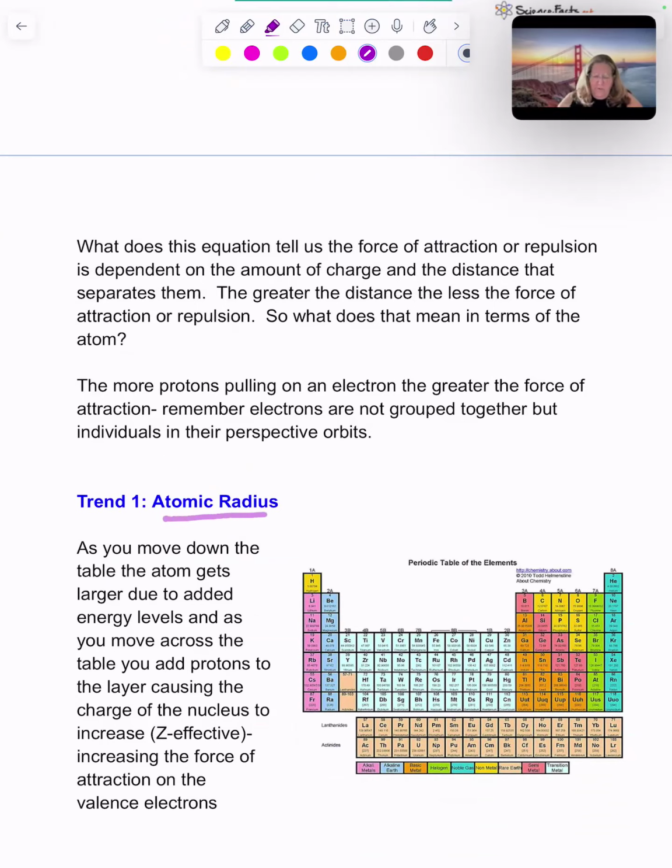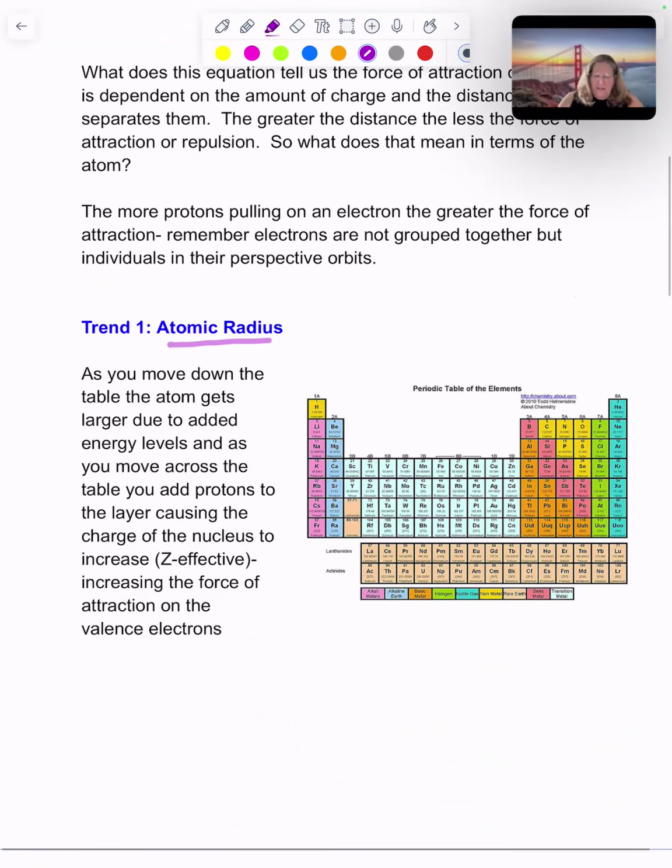And if you understand radius, it'll make sense. As you move down the column, you're adding a layer of electrons. Each time you move down, you add a layer of electrons. It's getting further and further from the nucleus. So the largest element on the periodic table is here at francium. It has only one outer electron, because it's group one. And that outer electron is farthest from the nucleus.